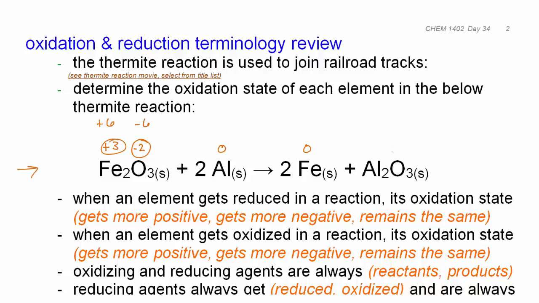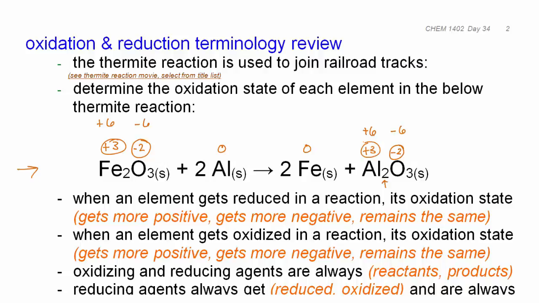Over here, each oxygen is negative 2. Circling my answers here. 3 times negative 2 is negative 6. Same story. That side has to be positive 6. So that means each aluminum, since I have 2, has to be positive 3.